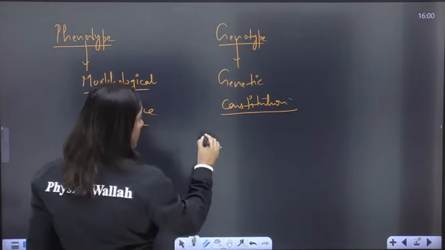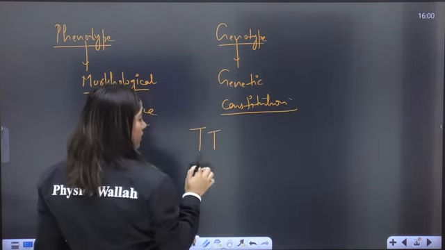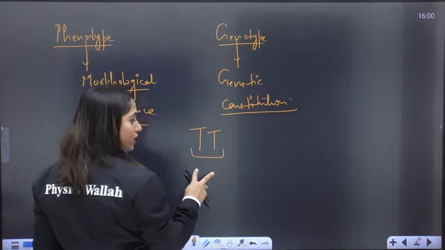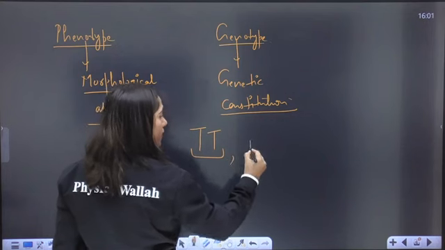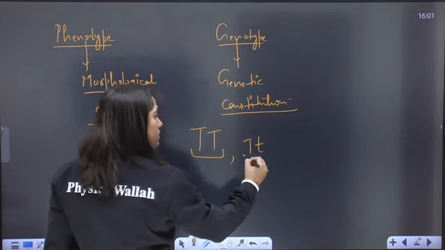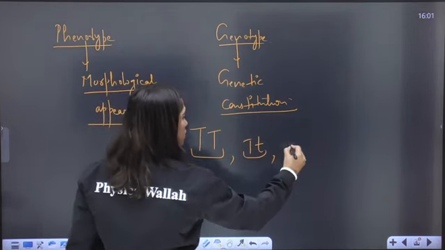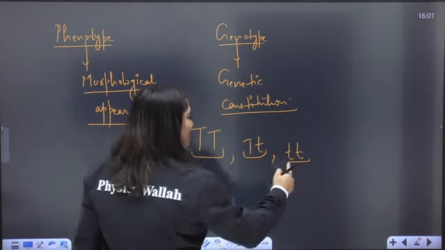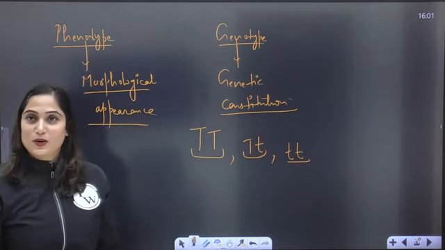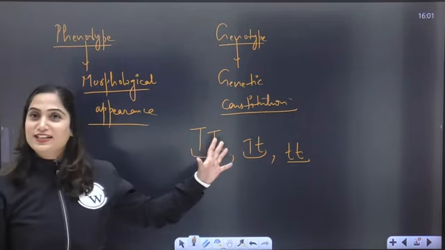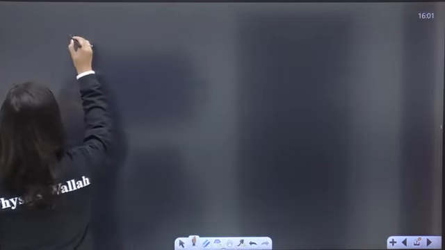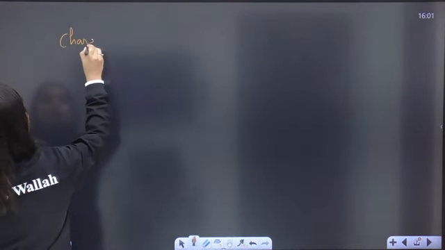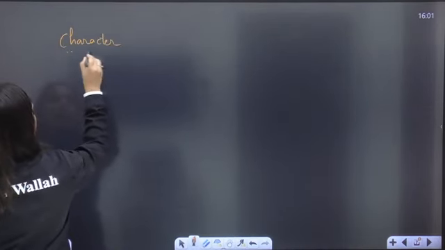That means capital T capital T is the genotype of an organism which represents a homozygous dominant individual. Capital T small t is the heterozygous dominant, and small t small t is the recessive individual. Okay, so phenotype and genotype. Now let's understand the difference between character and trait.